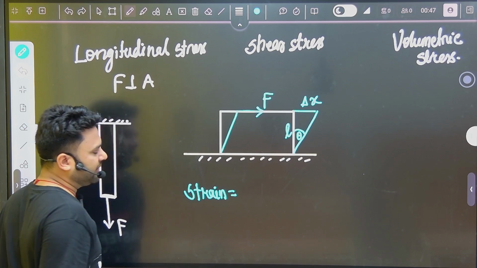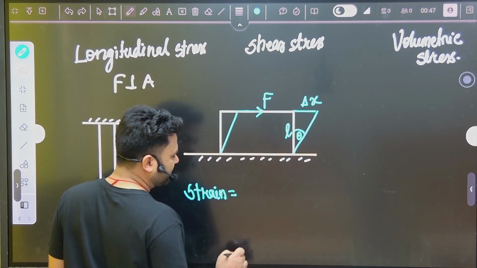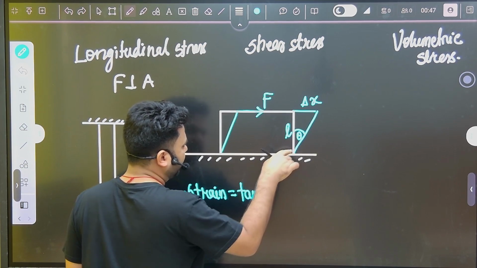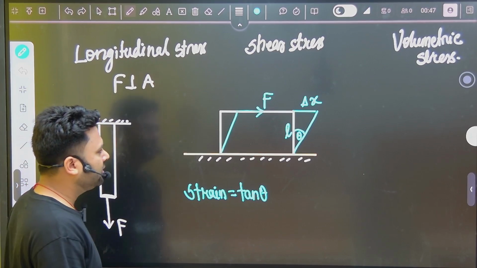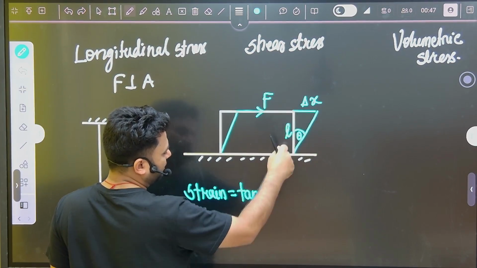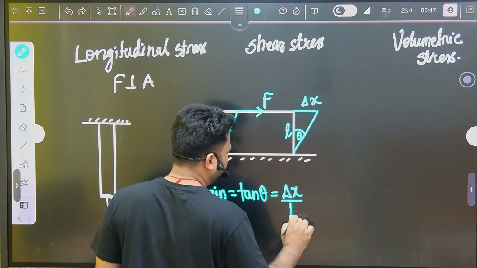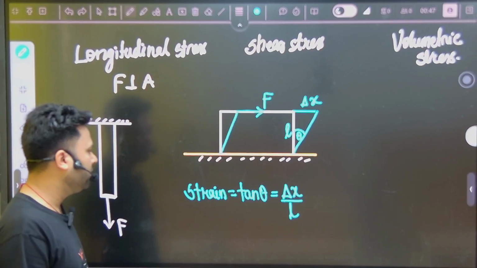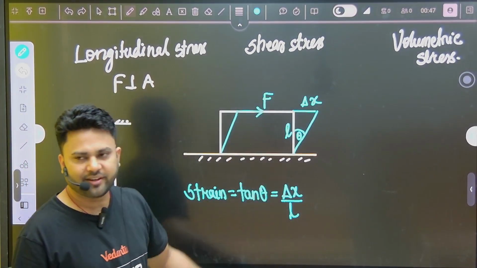A little bit it gets changed. Strain is how much angle it got distorted. So tan theta. Suppose theta is getting distorted, so strain will be tan theta. What can we write for tan theta? Perpendicular by base, that is delta x by L. So strain is tan theta, and theta is perpendicular by base, delta x by L.